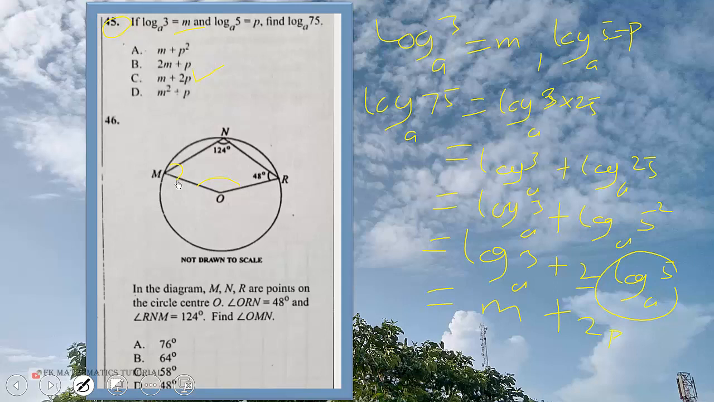So this angle here is 2 times 124. We subtract that from 360 to give us 112 here. So 112 is there.